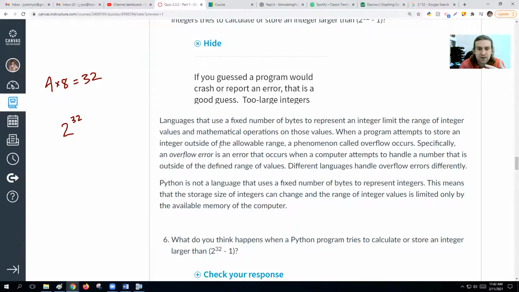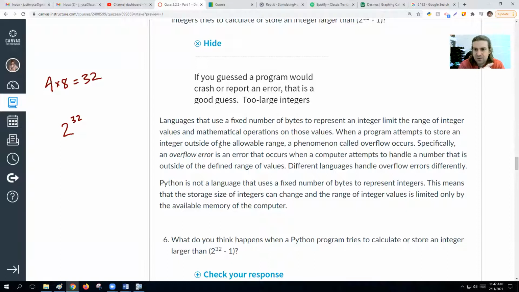Specifically, an overflow error is an error caused when a computer attempts to handle numbers outside its defined range of values. You might see this on an old school calculator. Usually there's a limit that it will go up to, and then you get an overflow error, where basically you're using numbers that are too big for the memory to even handle.